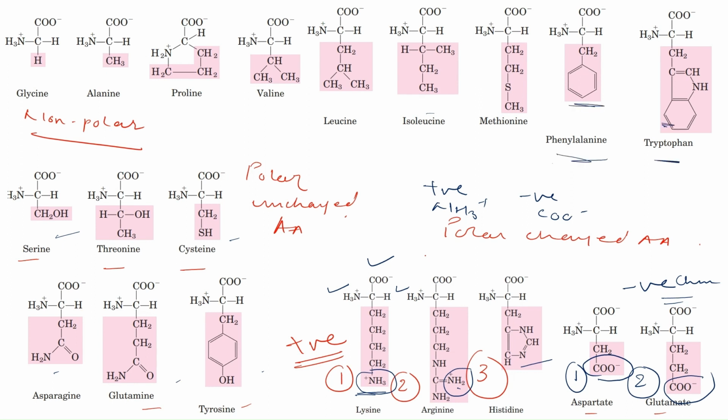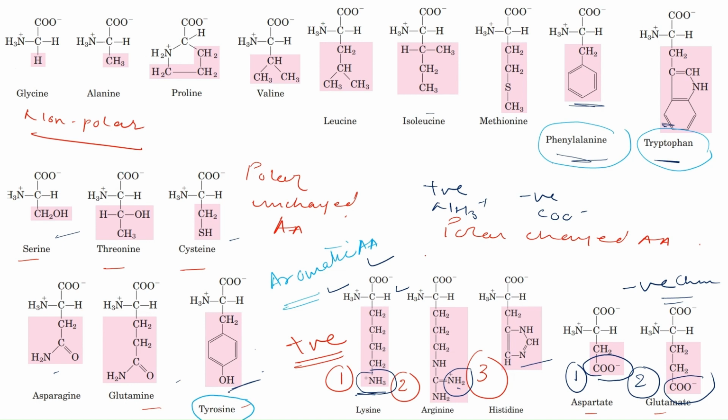Tryptophan is also having a benzene ring, and from here, tyrosine is also having a benzene ring. So that means phenylalanine, tryptophan, and tyrosine are aromatic amino acids. Tyrosine, phenylalanine, and tryptophan are aromatic amino acids. Next, what else can you notice from these structures?